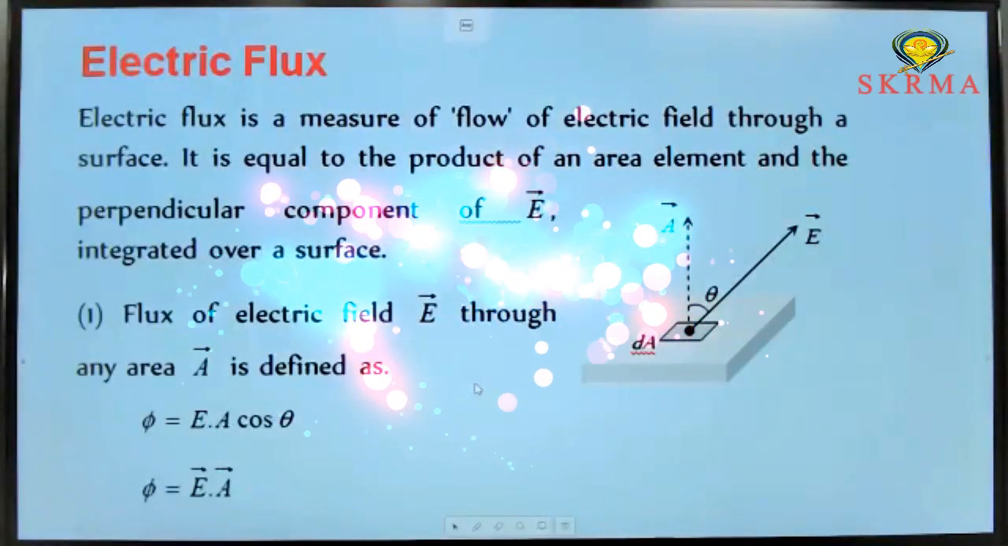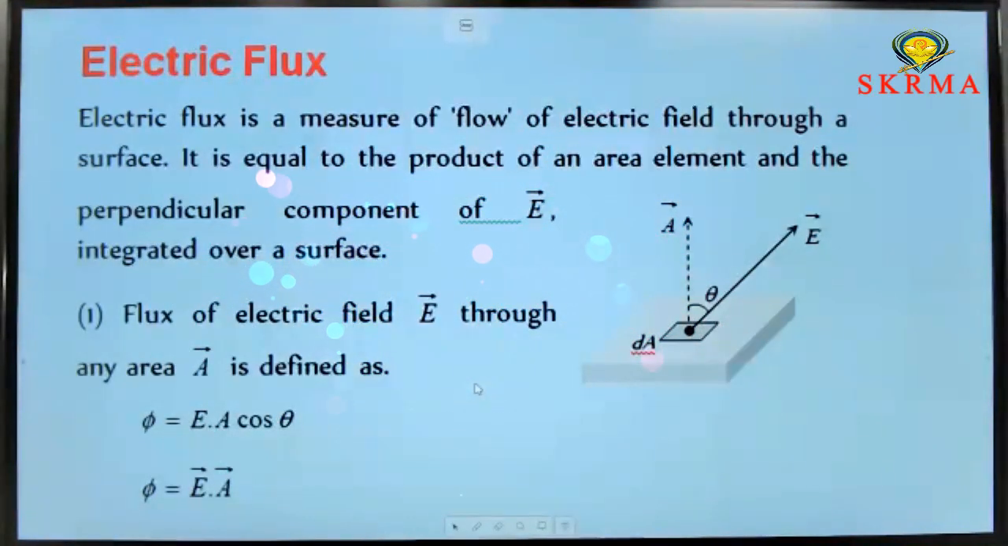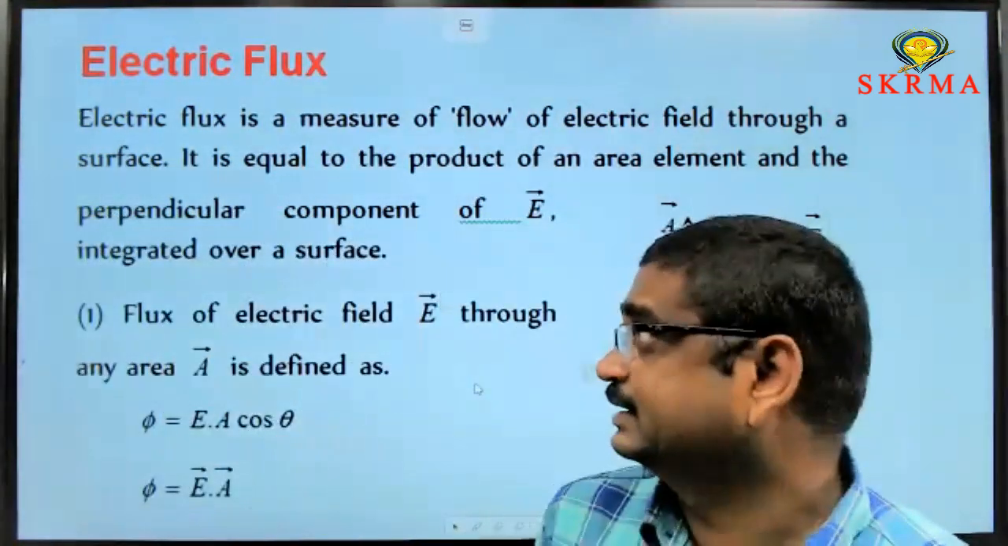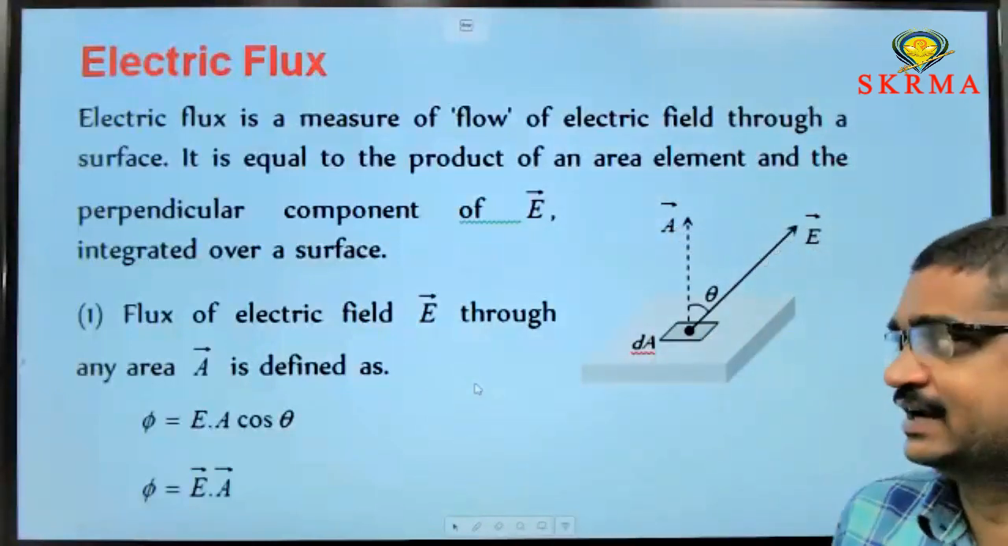Today we are going to discuss electric flux and Gauss law in electrostatics. Now, what is meant by electric flux? First one is electric flux. What is meant by electric flux?